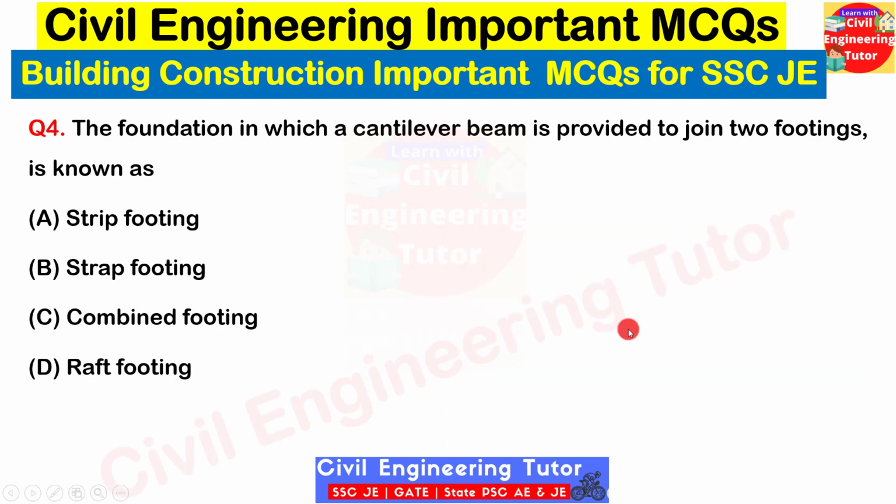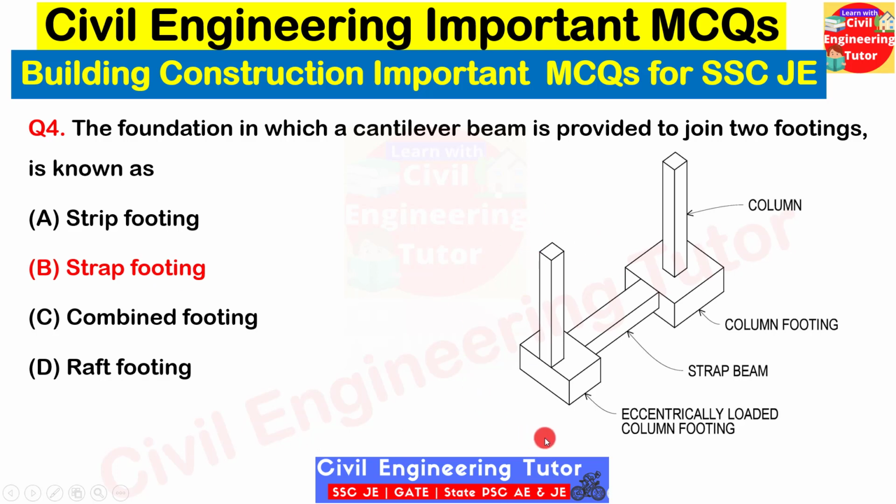Next question. The foundation in which a cantilever beam is provided to join 2 footings is known as. So this is a very easy question. I think you all know the answer. So here options are strip footing, strap footing, combined footing and raft footing. Okay, so the correct answer for this case will be strap footing. So here you can see the diagram of strap footing and here is a beam joining these 2 footings and this beam is known as strap beam. Okay, so here is one column and footing, and here there is another column and footing, and these 2 are connected by a beam that is known as strap beam. So just remember these things.